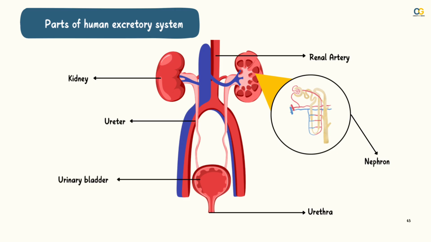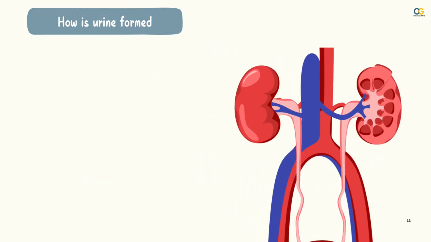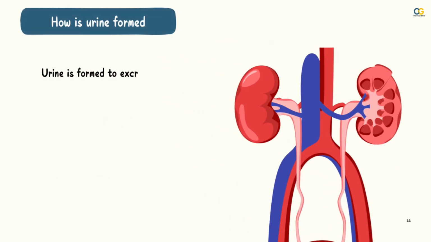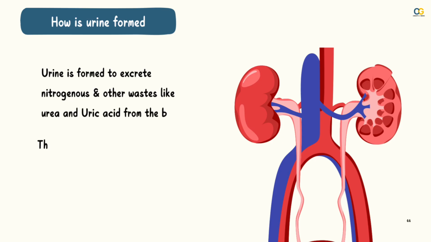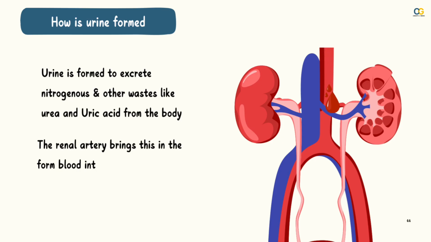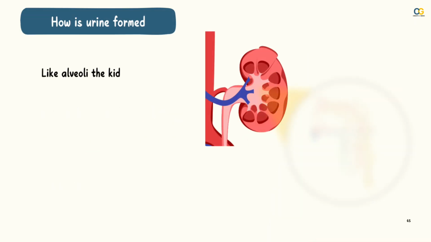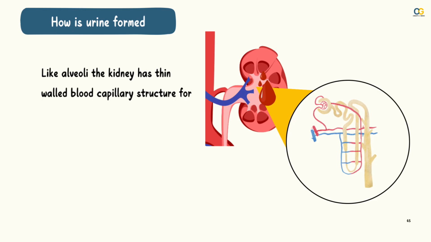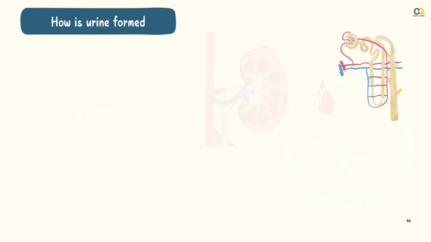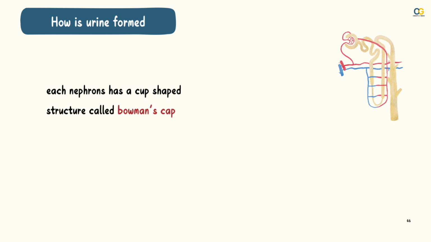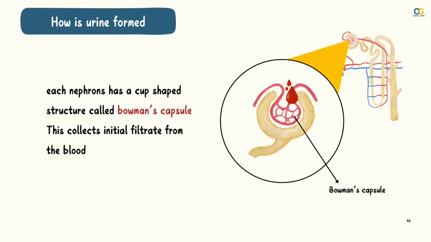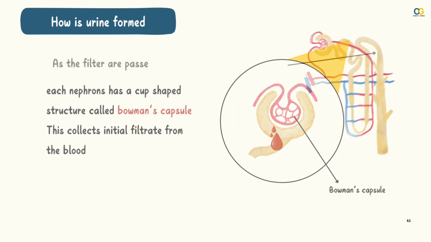Let us see the process of urine formation in the kidneys. Urine is formed to excrete nitrogenous and other waste like urea and uric acid from the body. The renal artery brings this waste in the form of blood to the kidneys for filtration. Like alveoli in the lungs, the kidneys have thin-walled blood capillary structures for filtration called nephrons. Each nephron has a cup-shaped structure called Bowman's capsule. This collects the initial filtrate from the blood.